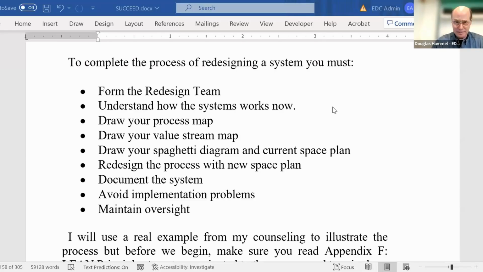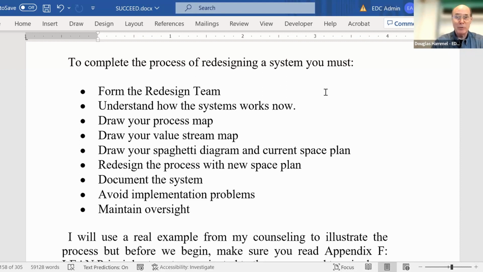So I'm going to share my screen now. So this is a page out of a book I'm writing about counseling techniques. To complete the process of redesigning a system, you must do about 8 different things. And this is talking about process systems. So let me back up one step.